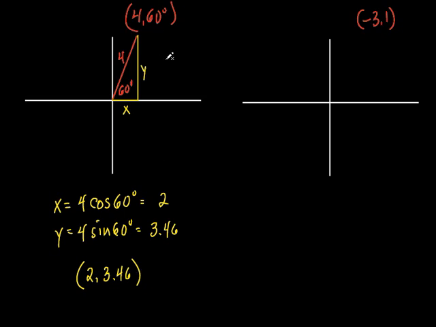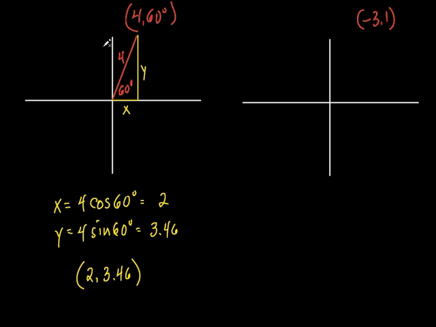Now this was a pretty easy one because it was in the first quadrant. What if it was in the second one? What would the cosine be, positive or negative? Is the cosine positive or negative in the second quadrant? It's negative. What's the sine? Positive. In the third quadrant, what's the cosine? Negative. What's the sine? Negative. What about the fourth quadrant? Cosine is positive and the sine is negative. Good. You got it. Okay?